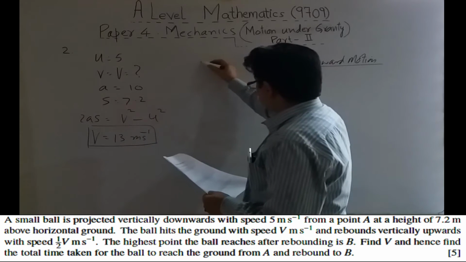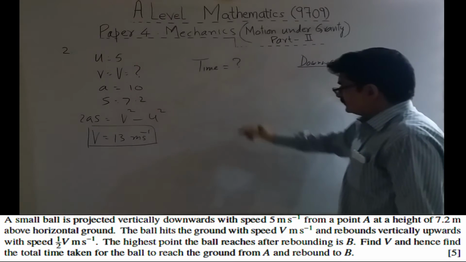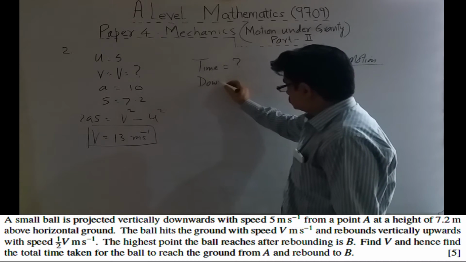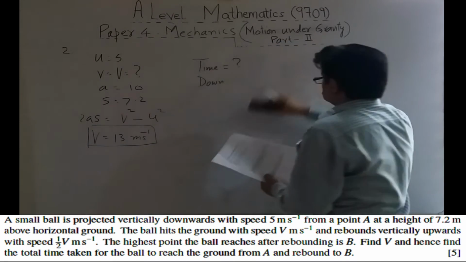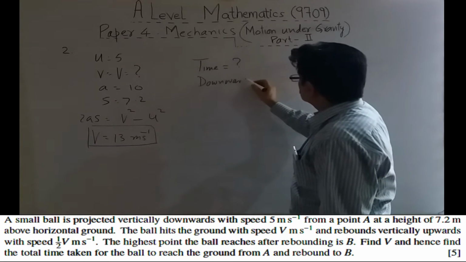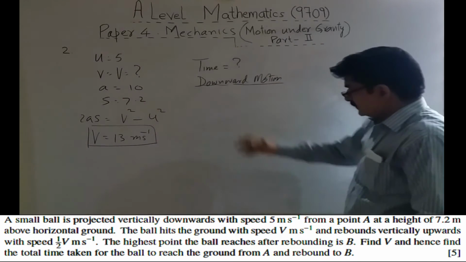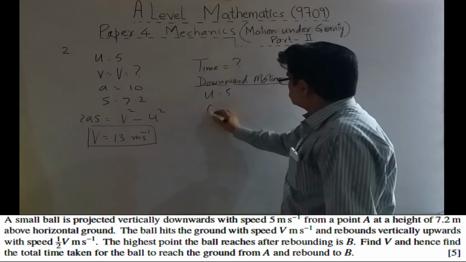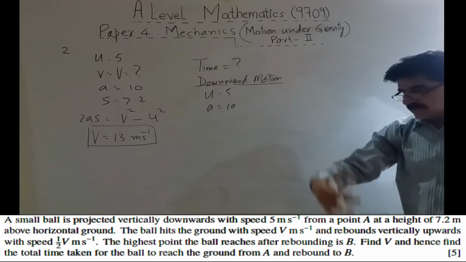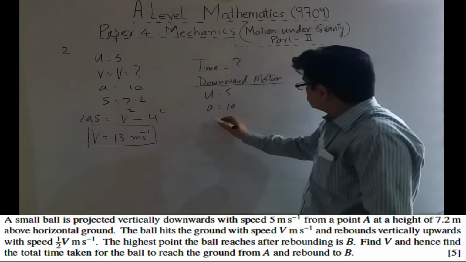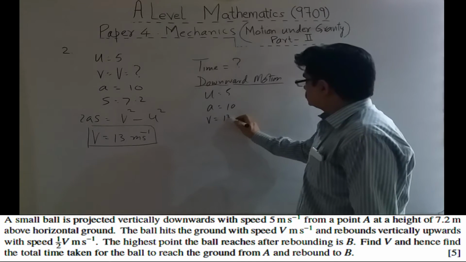Now we have to find total time. First we consider downward motion. For downward motion, we have initial velocity is equal to 5, acceleration is 10. Initial velocity plus 5 means downward direction is taken as positive. Acceleration is 10, and final velocity is, we have found, 13.